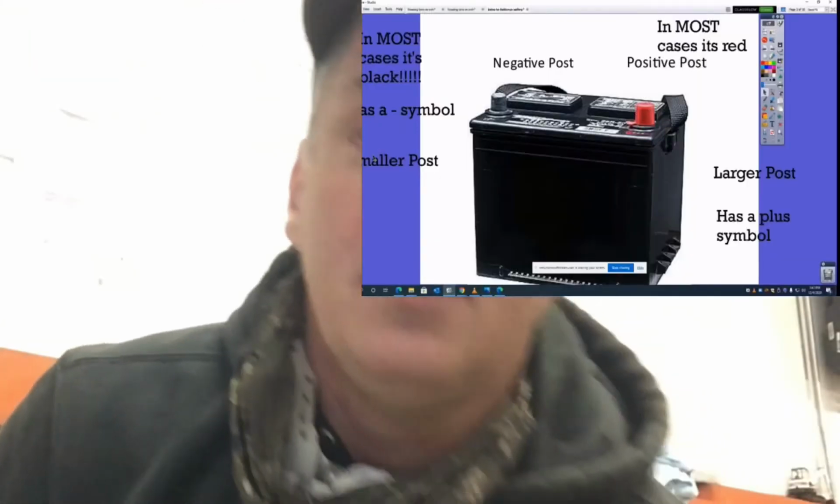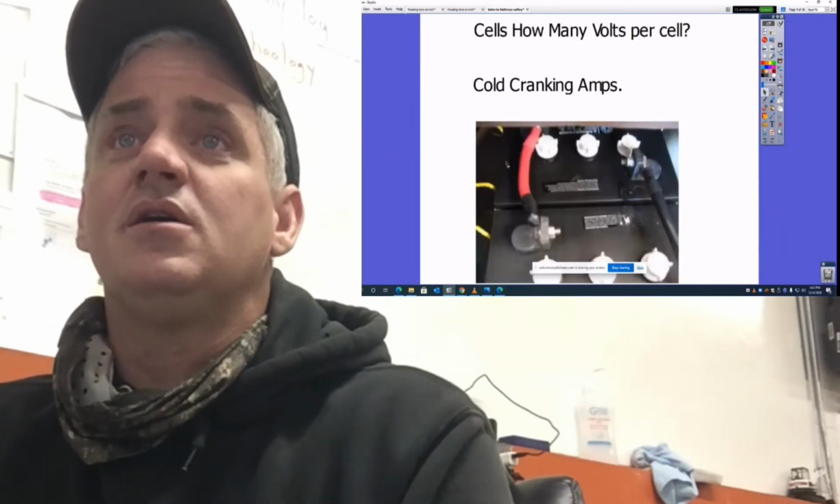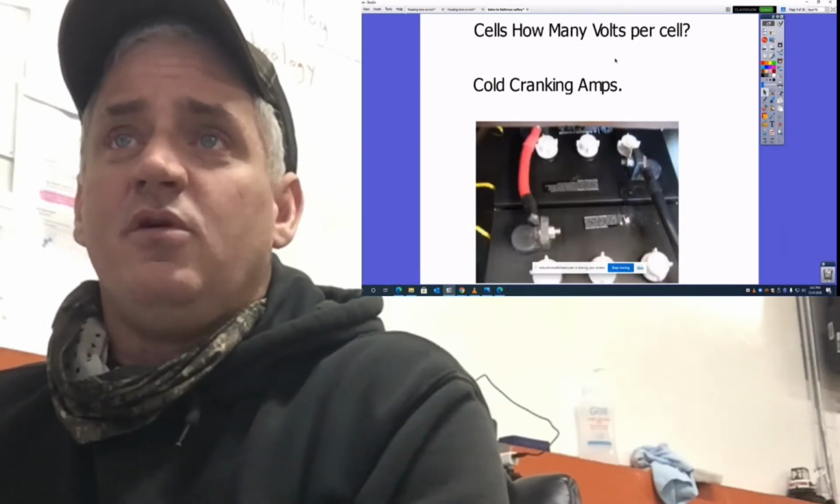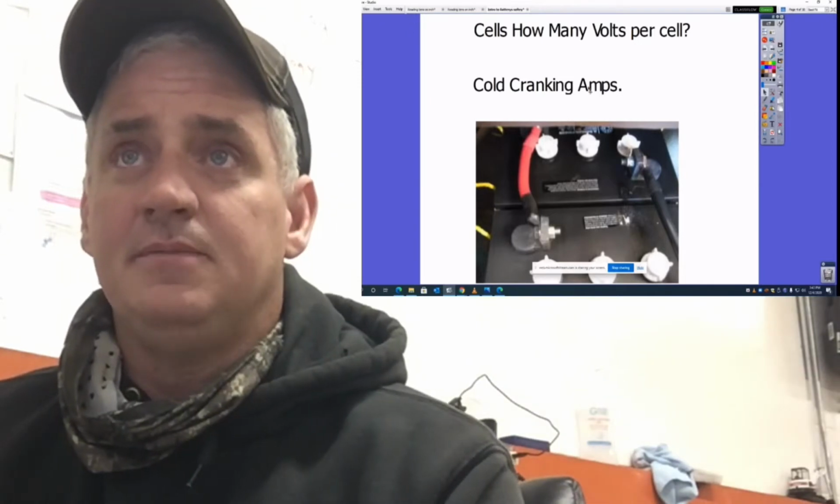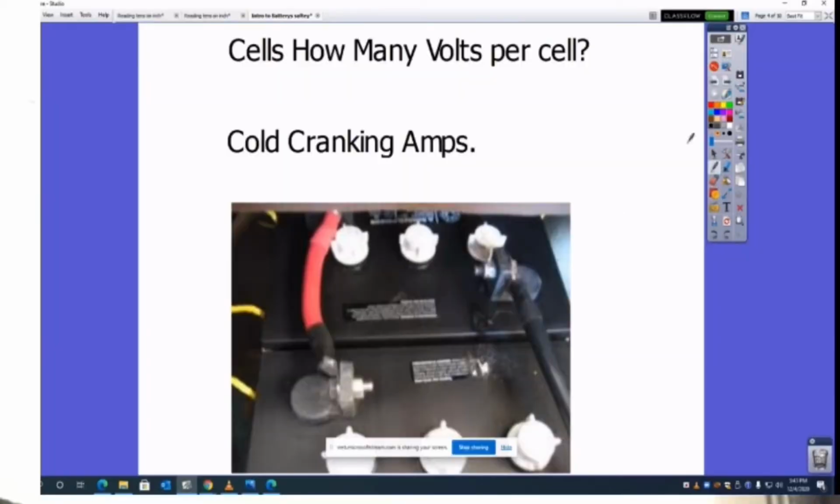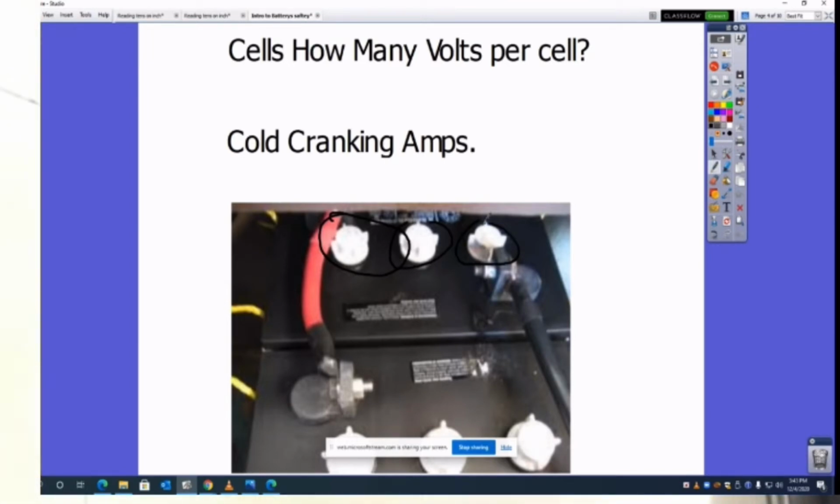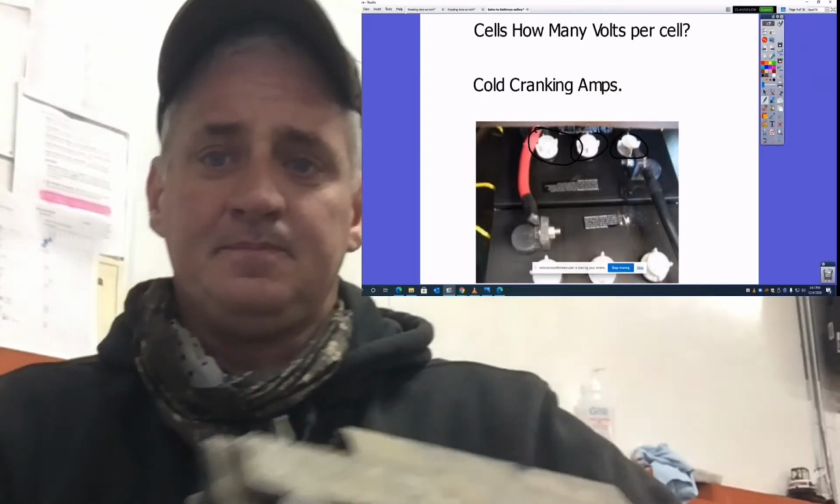All right, the next slide. How many volts per cell are there in a battery? Each one of these individual blocks, these little caps right here, is known as a cell. Sometimes they're labeled like this. Sometimes they have a cap system over the top with little holes in them, but these are the cells. They go down through. These are the cells in the battery.